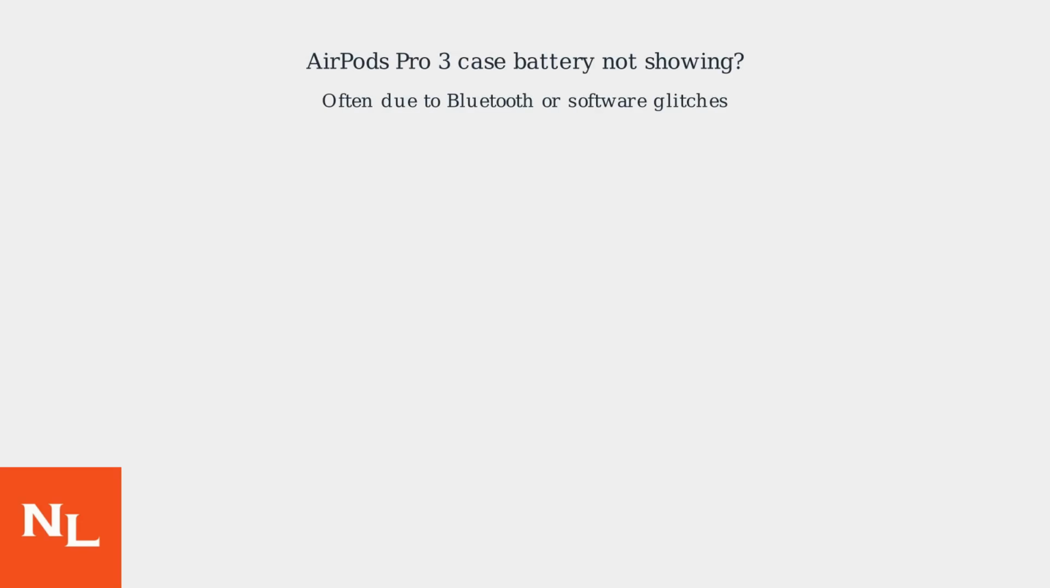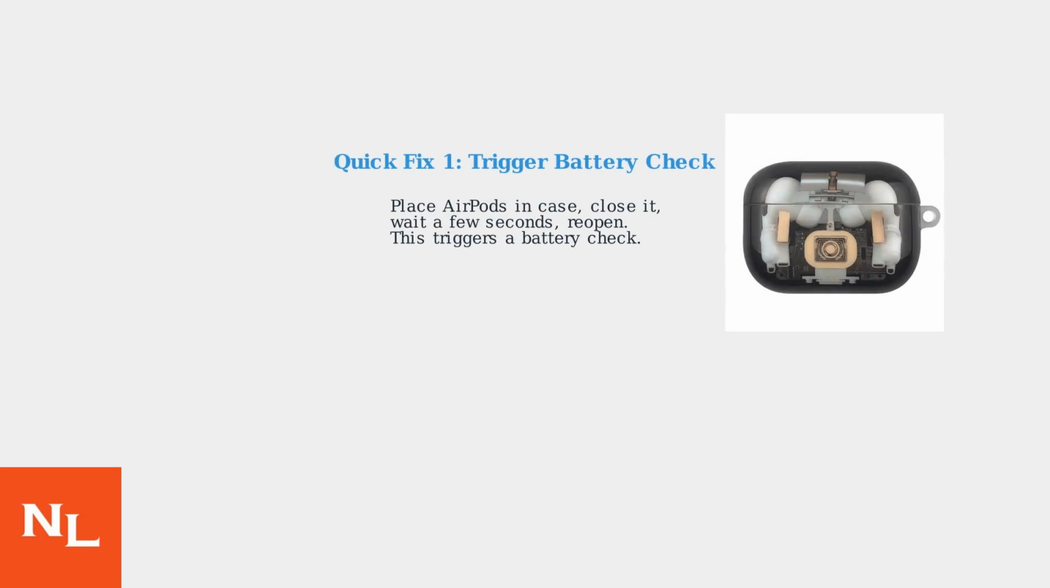Having trouble seeing your AirPods Pro 3 case battery percentage on your iPhone or Android device? This is often due to a glitch in the Bluetooth connection or software. First, try the simplest solution. Place your AirPods in the case, close it, wait a few seconds, and reopen it. This often triggers a battery check.